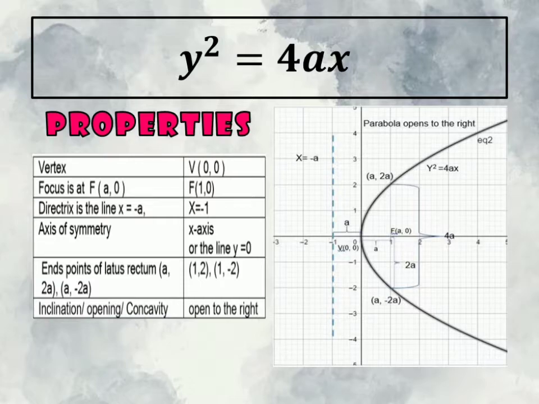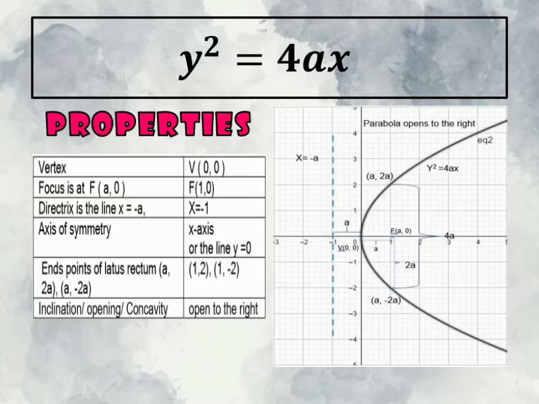The first one is y squared equals 4ax. The table here shows the properties of this equation, and on the right side is its graph. So the vertex is 0, 0. The focus is at (a, 0). So the value of our a is 1, so our focus is (1, 0).